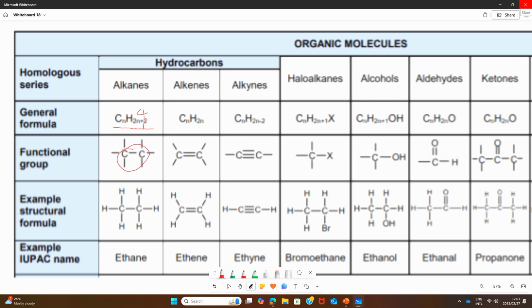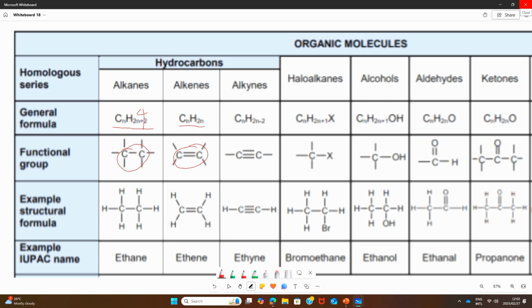Moving along to the next homologous series, which is alkenes. Now, alkenes, how do you identify your compound? If it's an alkene, there will be a double bond between 2 carbon atoms, as we see here in this structure. If in your structure there's a double bond between 2 carbon atoms, then it belongs to the homologous series called alkenes. Also, all our alkenes have got a general formula, which is CnH2n.